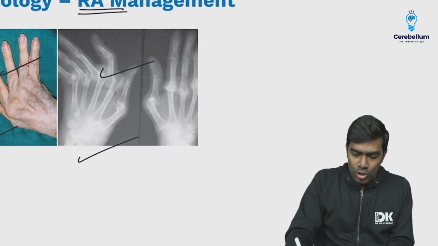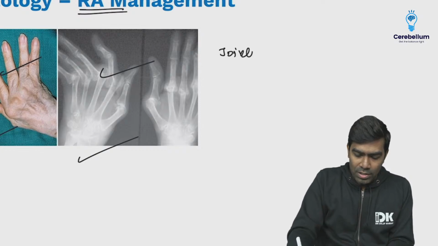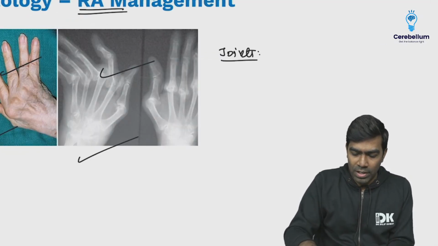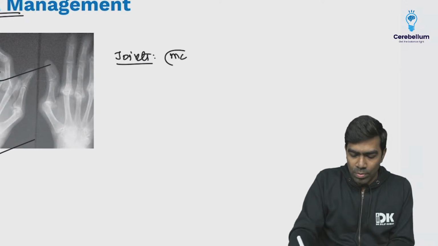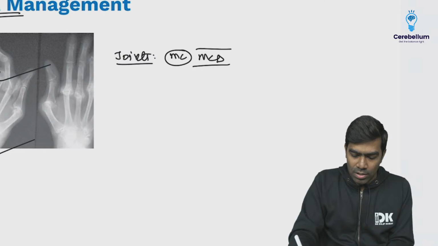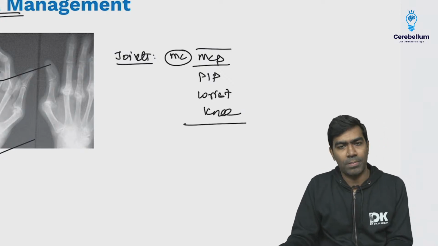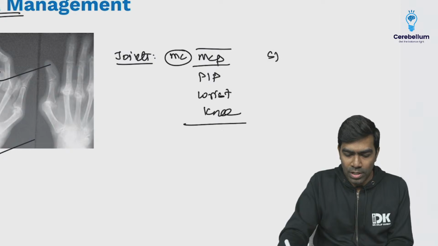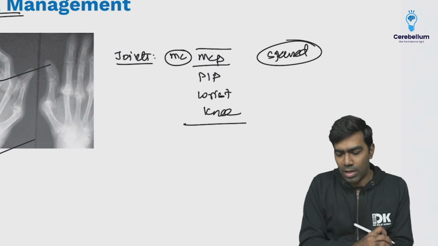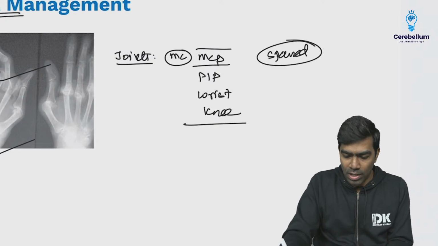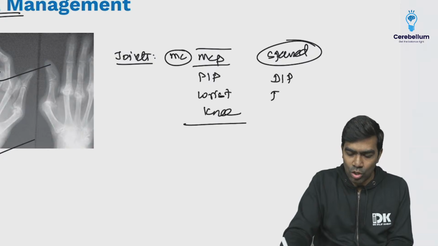And you know the joints that are classically affected in rheumatoid arthritis. The MCP joint is the most common. Then you can have involvement of the PIP joint, the wrist joint, and in fact knee joint involvement is also very, very common. But the most important thing is what are the joints that are spared in rheumatoid arthritis. The joints that are spared are the DIP joint and the thoracolumbar spine.